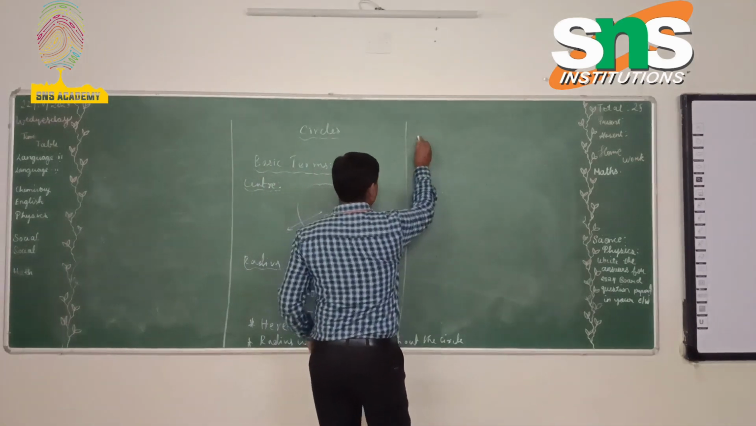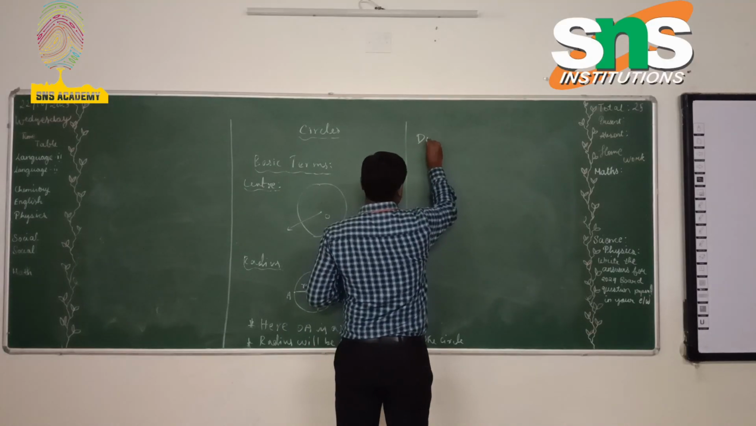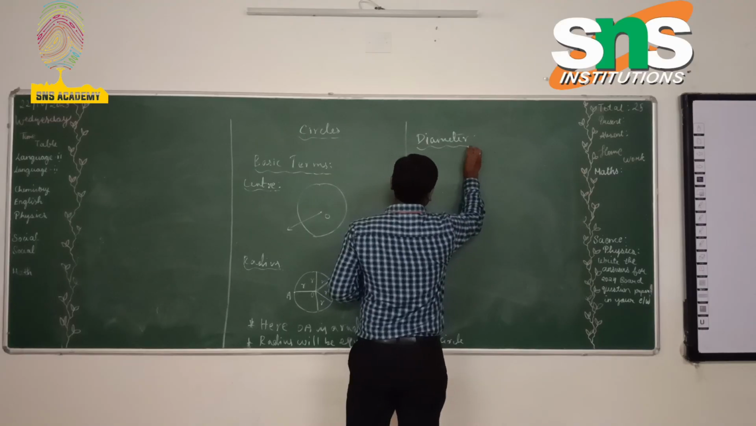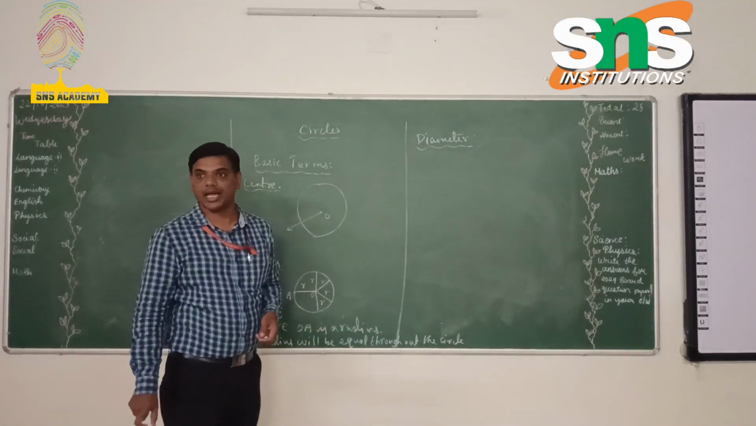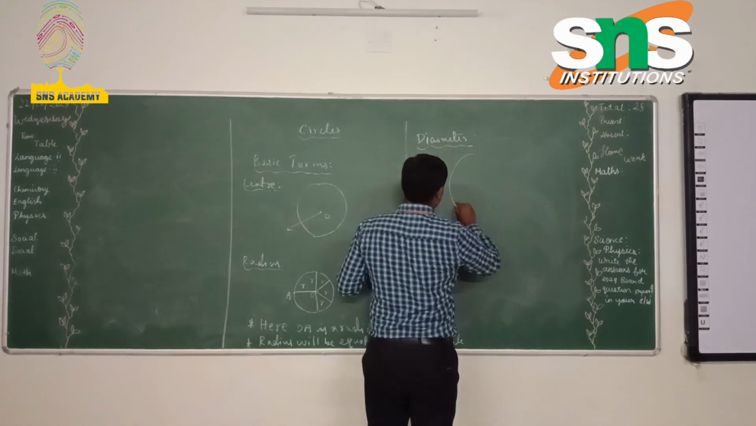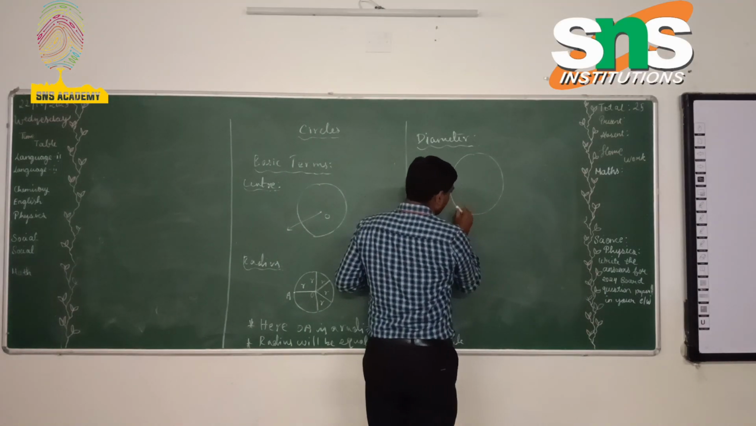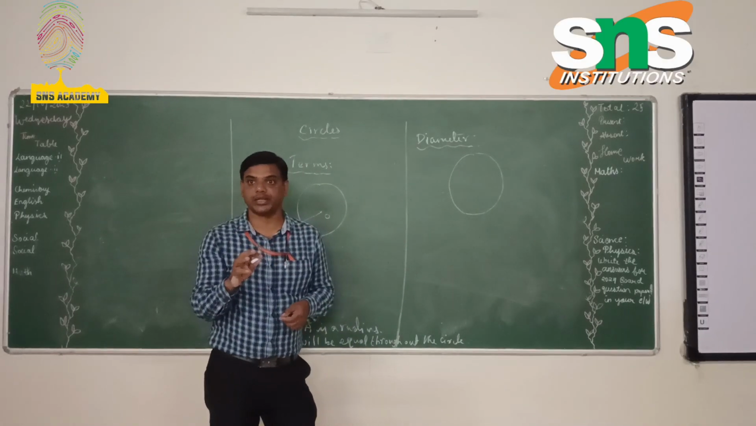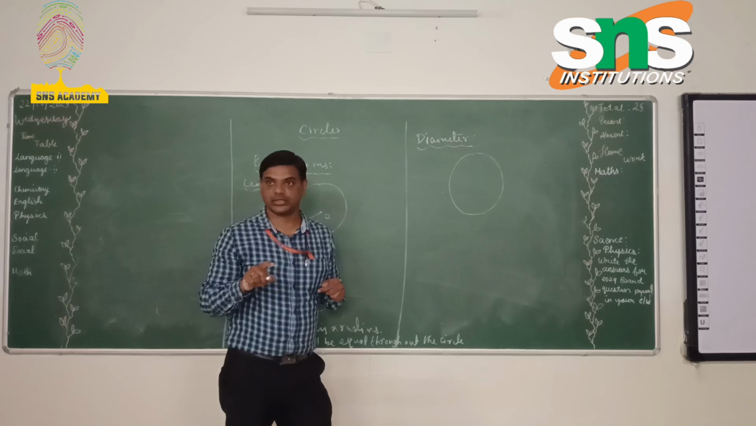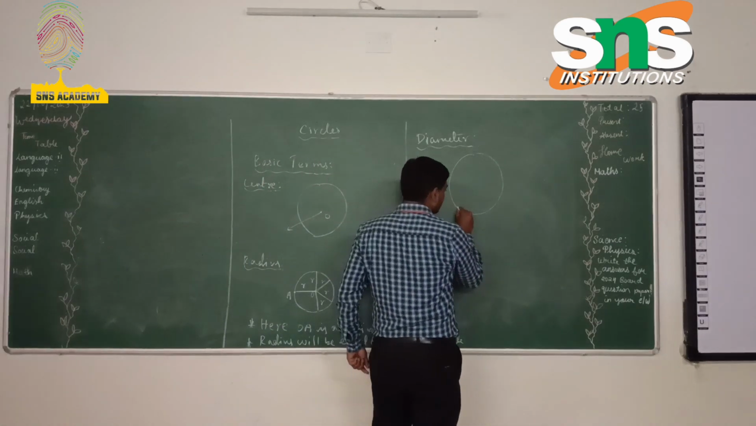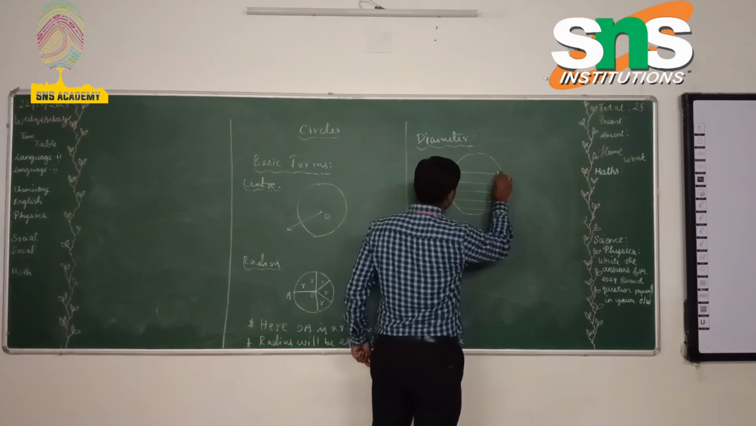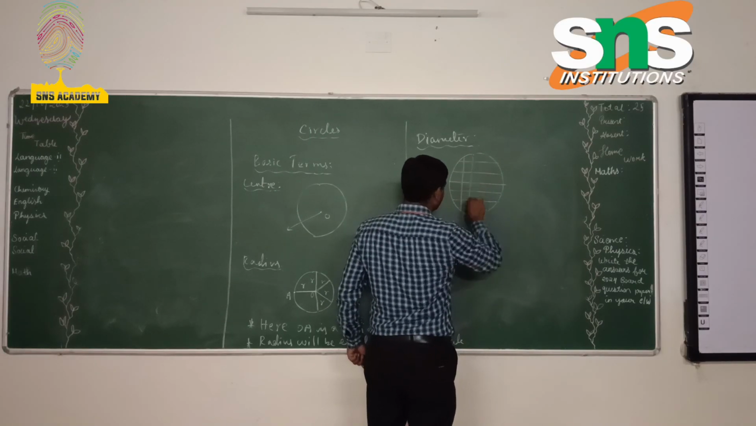The next one is diameter. When you come to the diameter, here you can see that we will have so many chords. A chord means the line segment which you draw inside the circle. Here this is called a chord. So many chords you can draw in the circle like this. Yes or no?